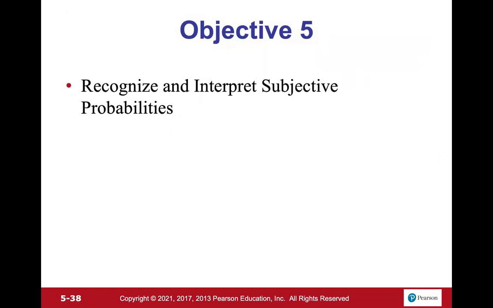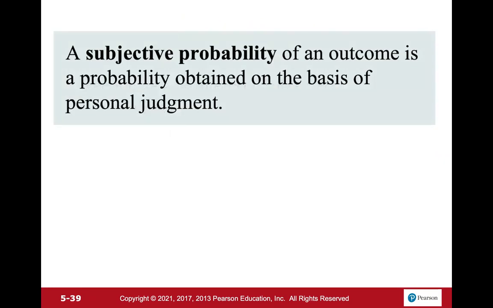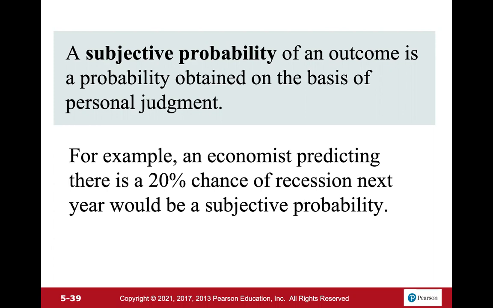Next is recognize and interpret these subjective probabilities. So a subjective probability of an outcome is a probability obtained on the basis of personal judgment. So it doesn't have any actual computation behind it. It just so happens to be out of your own personal judgment. For example, an economist predicts that there is going to be a 20% chance of recession next year would be a subjective probability because we can't really look into the future. We could just manage trends and from there make an educated guess, but it's not going to be an exact guess.